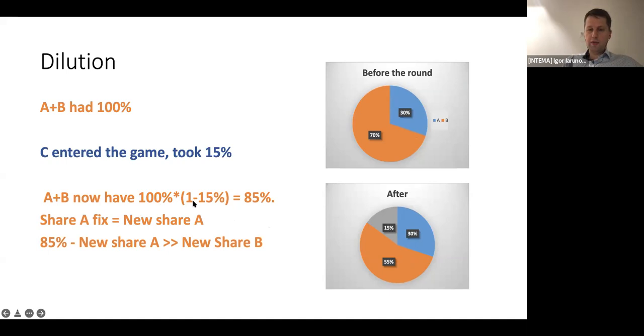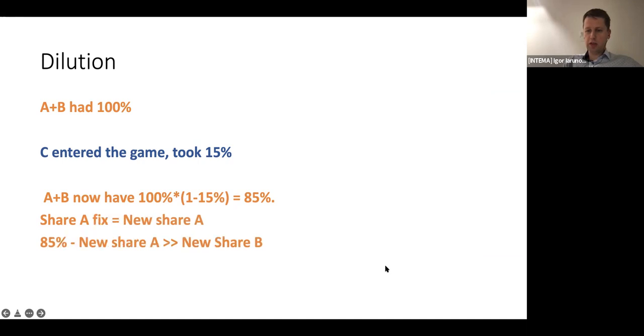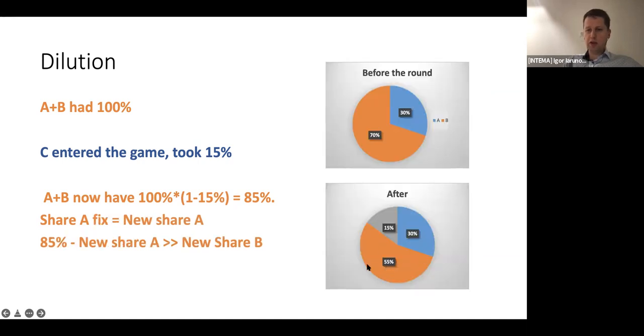We just have the new 85%. The 85% must consist of A and the new B. So it's going to be 85 minus 30, which is 55. So you see, it's not very proportional. 60% and 55%. So maybe it's going to be a good idea not to fix share A.